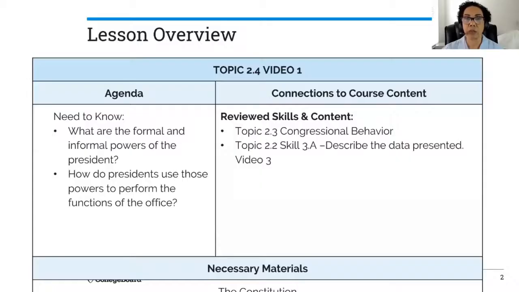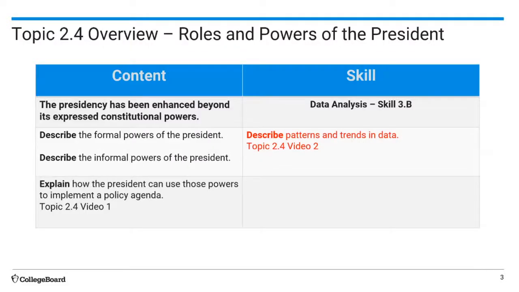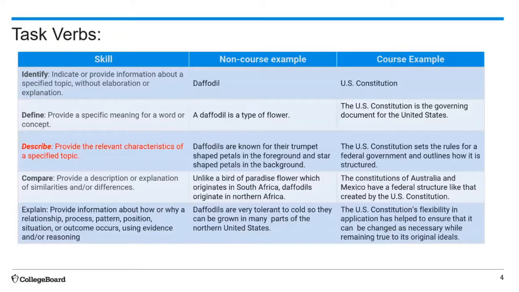All right, so here we have our lesson overview, and we've got our topic overview. We are with skill 3B, describe patterns and trends in data. And I've got the describe highlighted as our task verb.